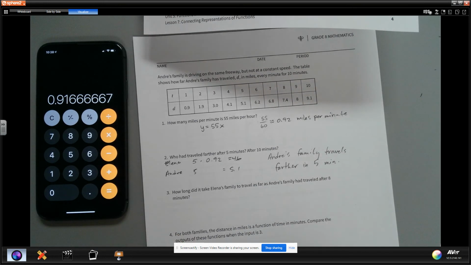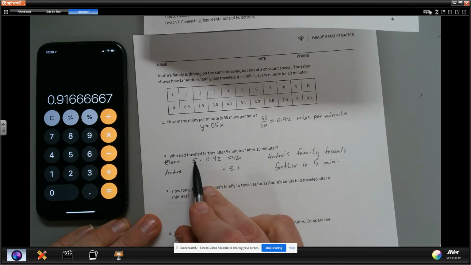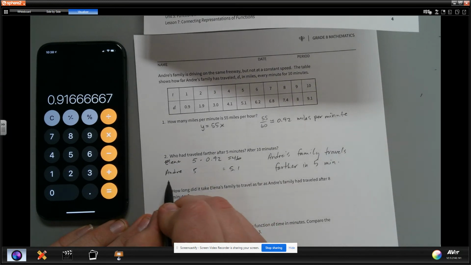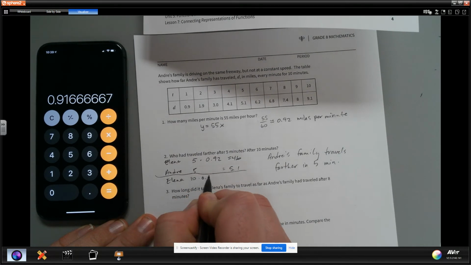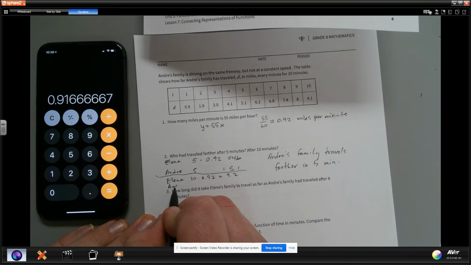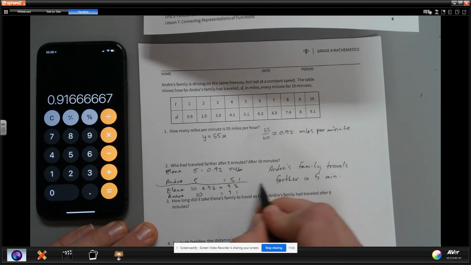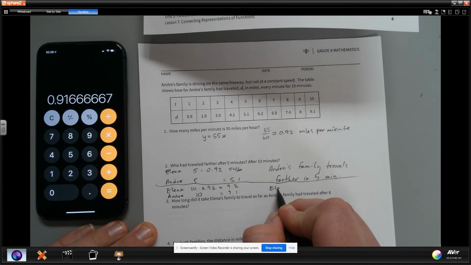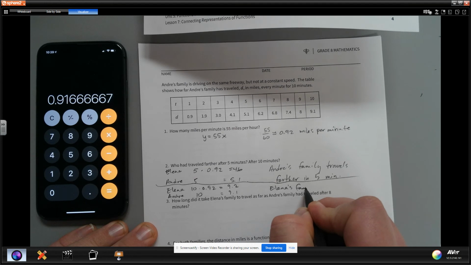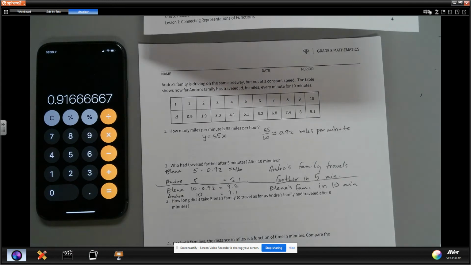And I didn't leave any room for 10 minutes. If I start looking at the 10-minute mark, I can see that 10 times 92 hundredths is equal to 9 2/10. And as we look at Andre's family, after 10 minutes, we're seeing that they went 9 1/10 miles. So we can see that Elena's family travels farther in 10 minutes. So just a mild difference between the speeds.